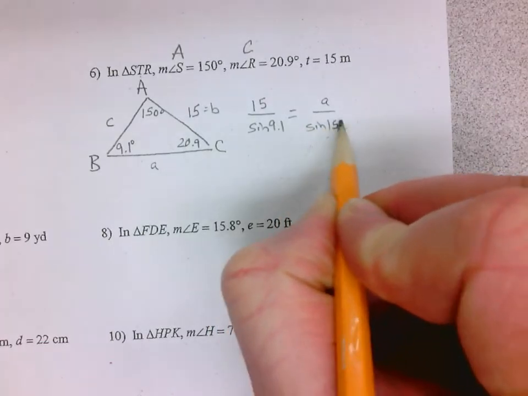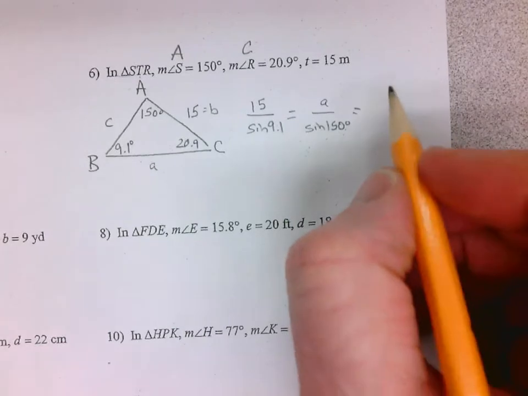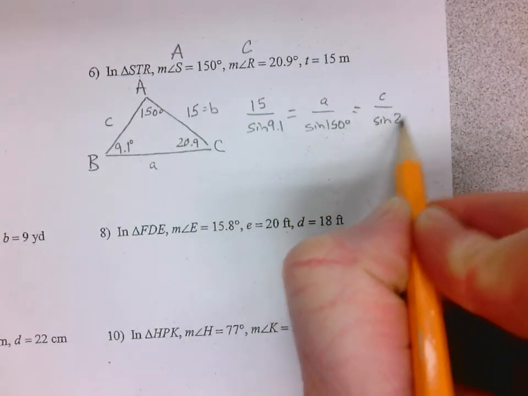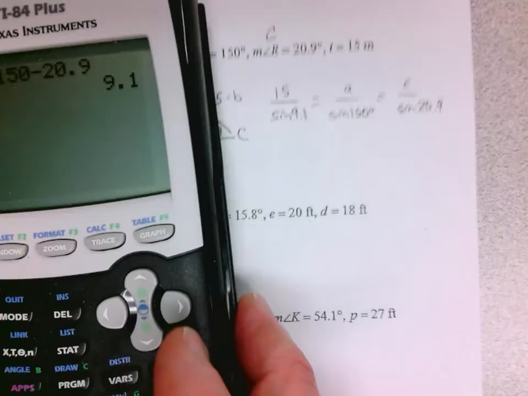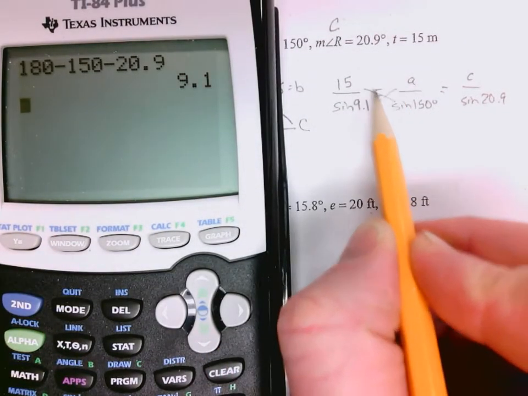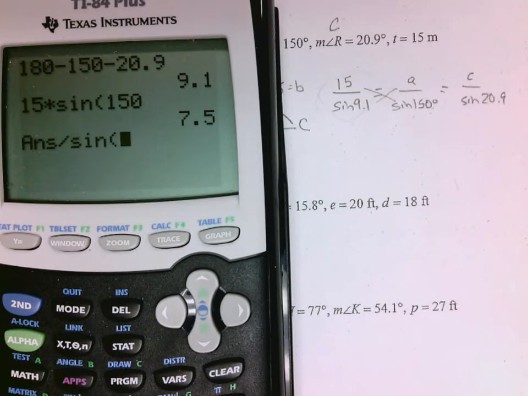And if you get used to this, you can keep this as STR. I'm just trying to help people that are getting used to it the first time. Equals c over the sine of 20.9. And you can solve it on your calculator. Cross multiplying, you have to use this one for both. So I'm going to take 15 times the sine of 150, divided by the sine of 9.1, and that's 47.4.